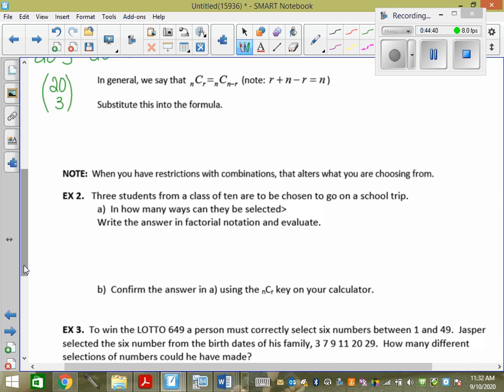So, 3 students from a class of 10 are to be chosen to go on a school trip. So 3 students from a group of 10. They're going on a school trip. Does the order matter? Did you give those people jobs on that trip? No. So we're going to go 10C3, which could be written as 10C7, which could be written like that.